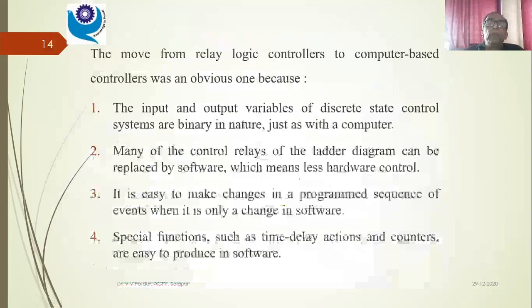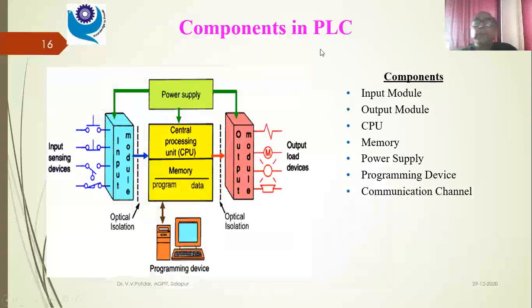Let us move further. The components in a PLC. Now the central processing unit, which is the heart of my PLC, in which I also have memory to store program data as well as variable data. Then power supply is required. Then the input module; input sensing devices will be there, and they'll be sending signals to my input module. And then optical isolation will be there between the CPU and input, and between the CPU and output. And the CPU can be interfaced with a computer, even a desktop computer, so that I can have a display.